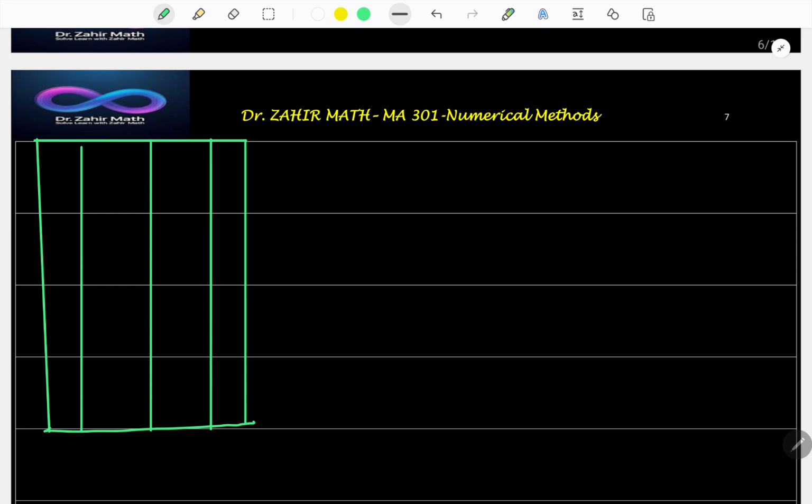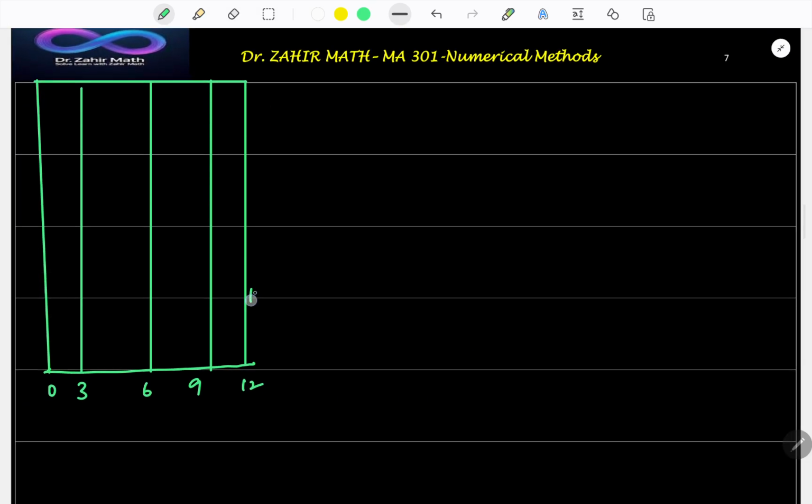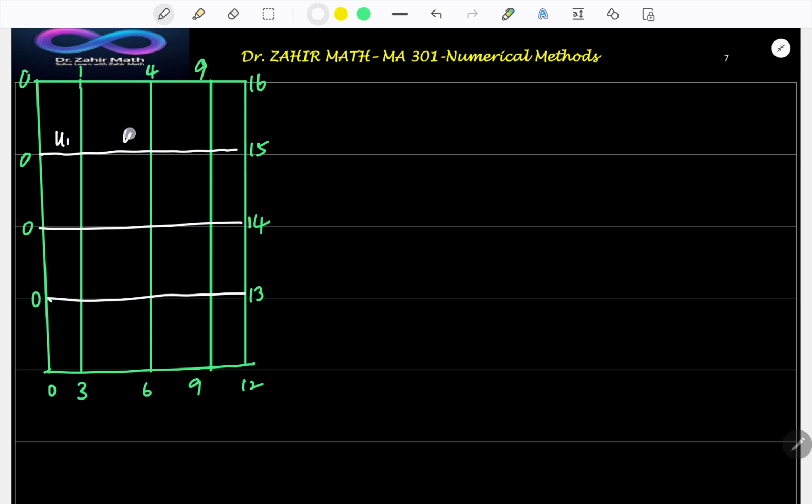So let me write all the values once again, which I calculated: 0, 3, 6, 9, 12. These values are 13, 14, 15, and 16. And these temperature values are 0, 0, 0, right? And these values are x square: 1, 4, 9. Now what we are going to do is calculate these interior points: u1, u2, u3, u4, u5, u6, u7, u8, u9.